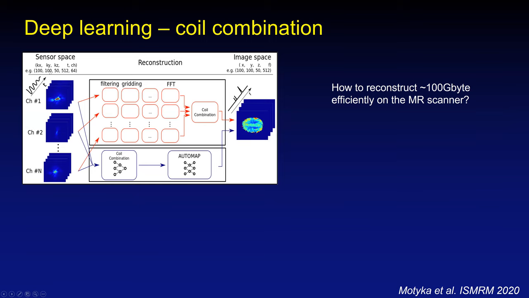You have, for example, 100 times 100 times 50 times 512 samples in the time domain, and then maybe 64 channels. And when you have this huge data, then usually you need to do the reconstruction pipeline for each coil element before you do the Fourier transformation. Then afterwards, you can do the coil combination, which is by itself very time consuming, and a lot of processing has to be done at the very end, and you need to keep a lot of data in the RAM. So what we try to do is use deep learning to do the coil combination at the very beginning, and then do a one-step reconstruction, for example, using an AUTOMAP deep learning approach to basically do most of the reconstruction already on the fly.